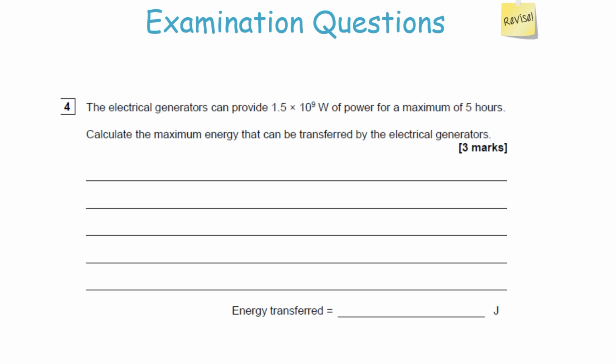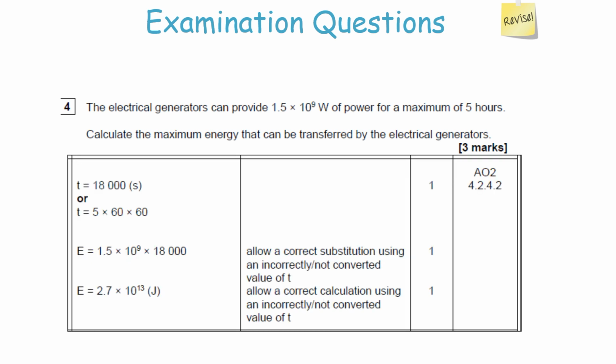In answering this question, you've got to look at your equation sheet, and it tells us that energy is equal to power times by time. Now you're given the power in the question and you're given a time, but you're given a time in hours and it should be in seconds. So you need to convert your 5 hours into seconds by doing 5 times by 60 times by 60, because there are 60 seconds in 1 minute and 60 minutes in 1 hour. So our time is not 5 but it's 18,000. So you do 1.5 times 10 to the 9 times by 18,000 is 2.7 times 10 to the 13 joules.